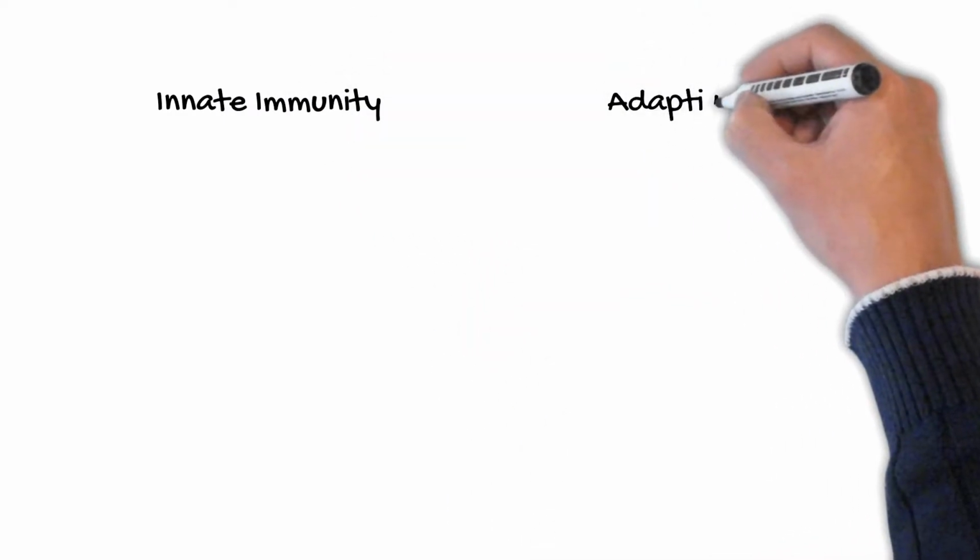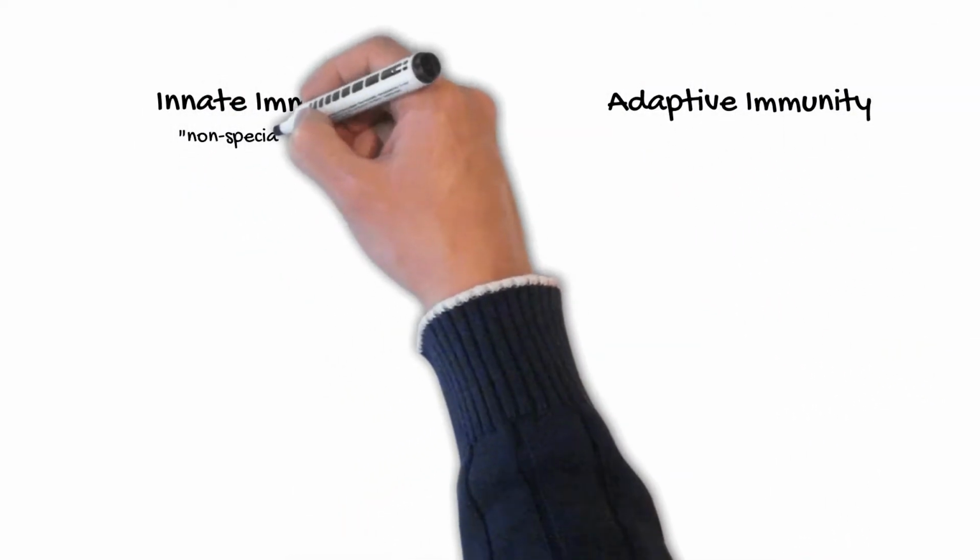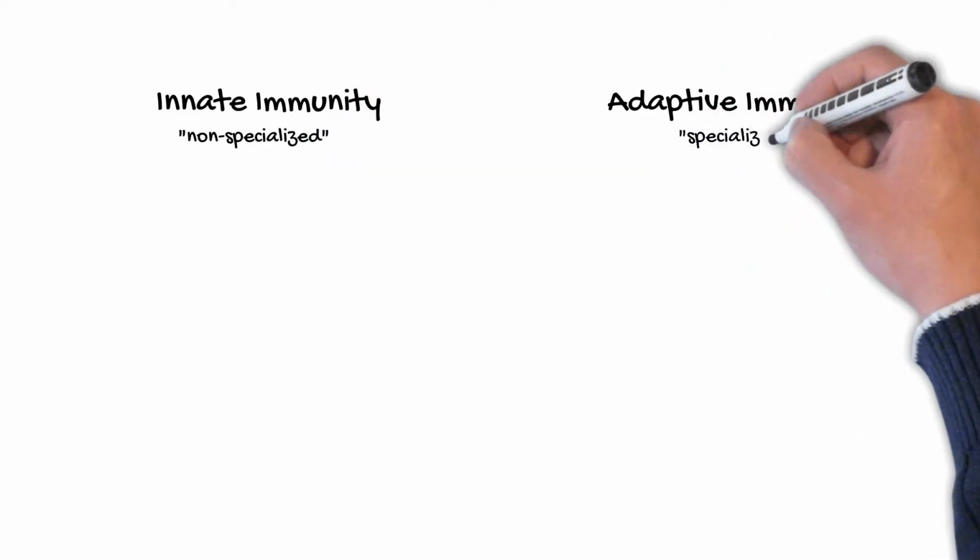Now that we know who the players are, let's zoom out and take a wide-angle view at the entire immune system. The immune system is broken into 2 parts: innate immunity and adaptive immunity. Now, we're all born with innate immunity, hence the name innate. In comparison to our adaptive immunity, innate immunity is considered to be non-specialized, but don't get me wrong, innate immunity is absolutely critical and really cool. It's just not as specialized as our adaptive immunity.